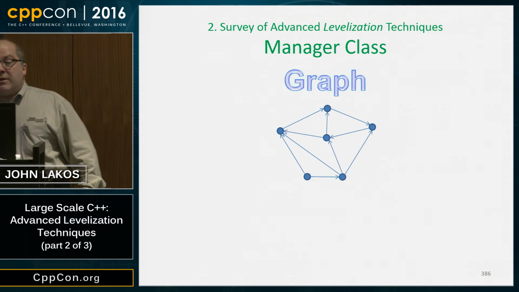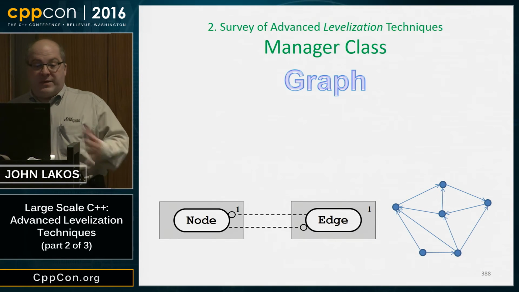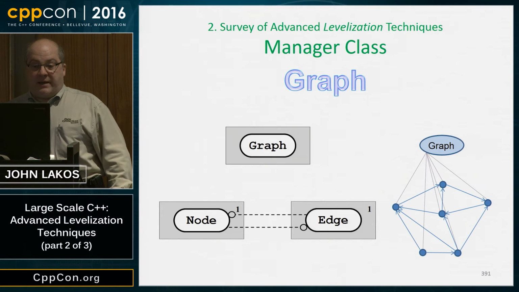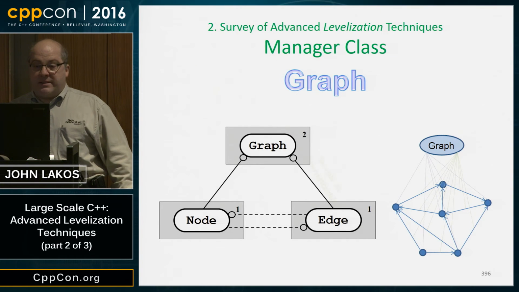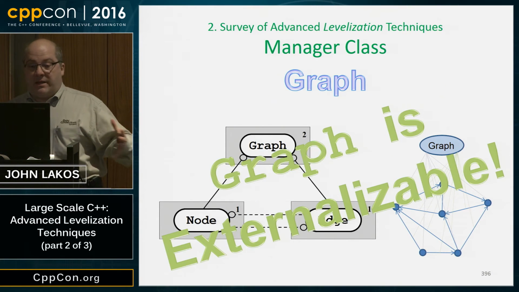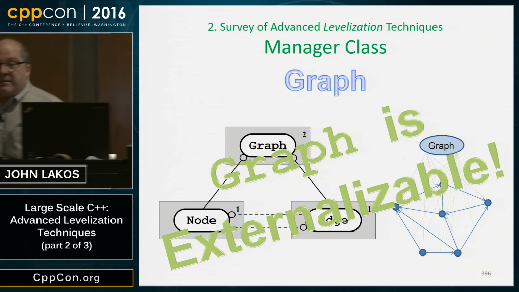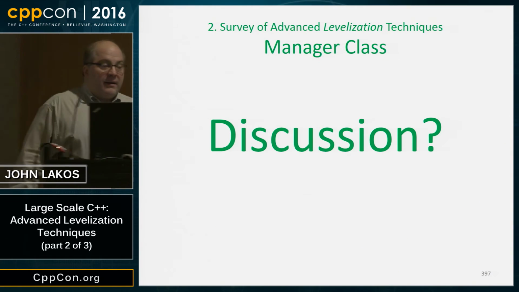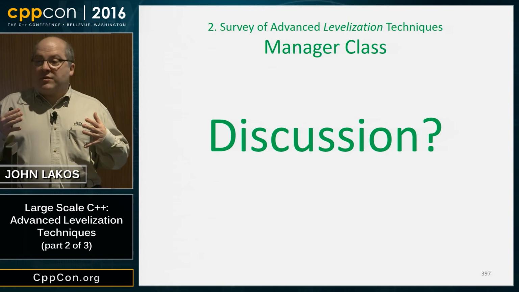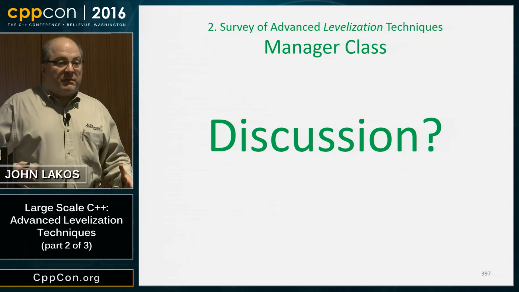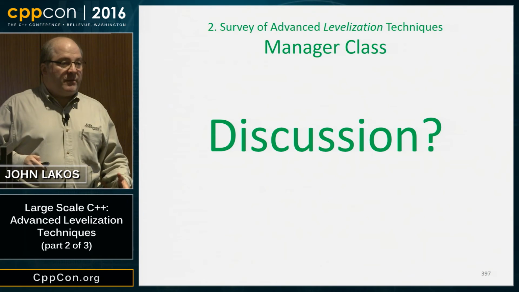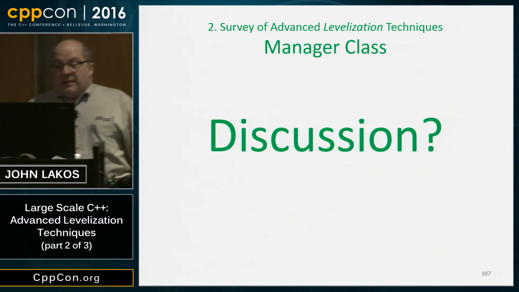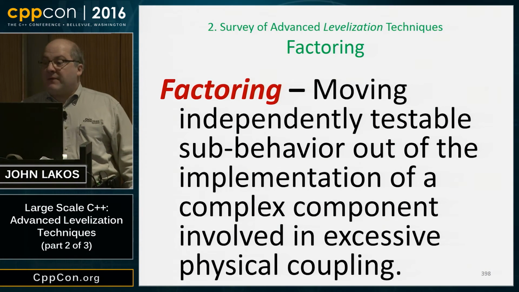And the equivalent, the edge being superior and trying to manage the node, doesn't work either. So what we really want is something like this situation where there's a graph, and the graph knows about the node and knows about the edge, and by the way, the graph is externalizable even though the node and the edge aren't. So that's what a manager class is supposed to do. And again, it's a strategy for dealing with ownership. It's not really a levelization technique, but I threw it in there anyway because I think it's important.